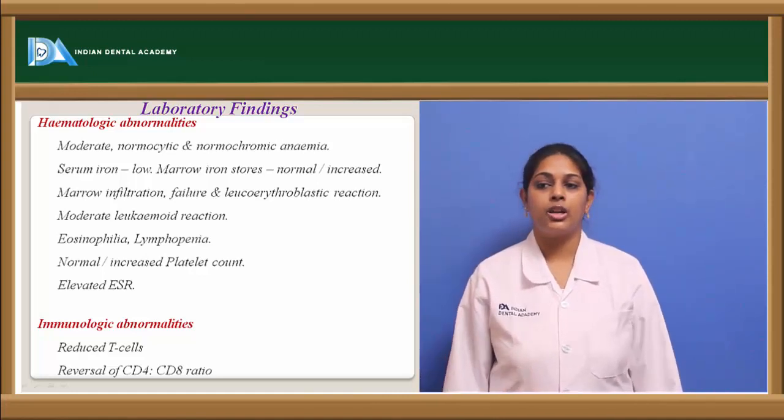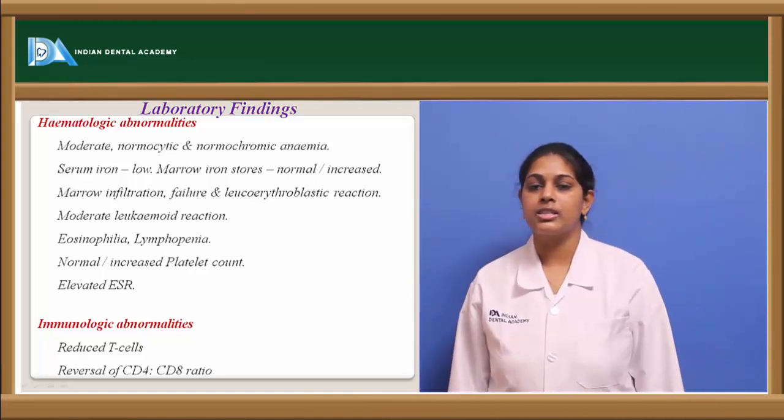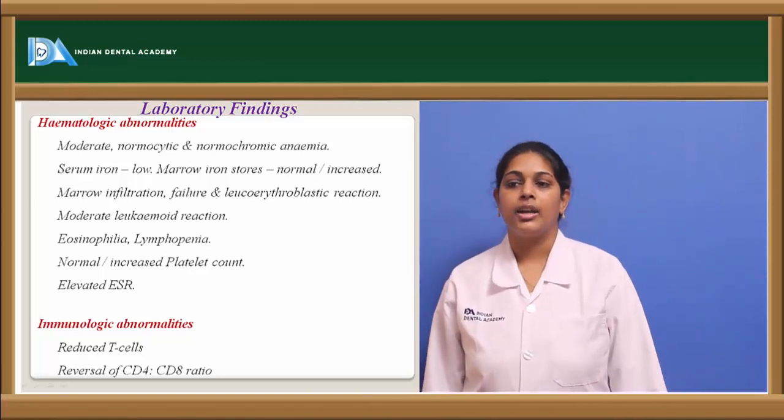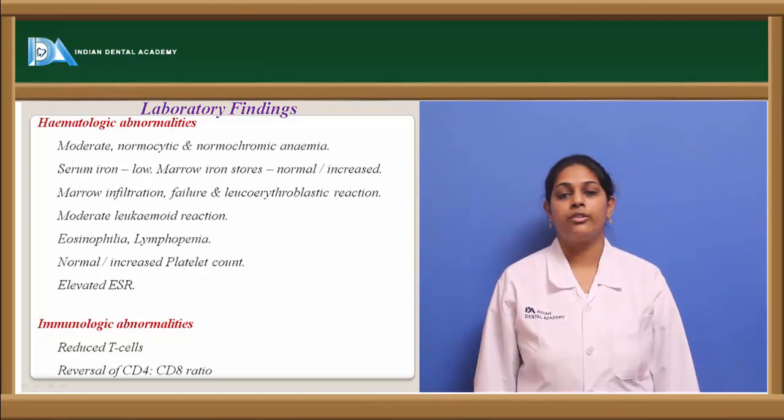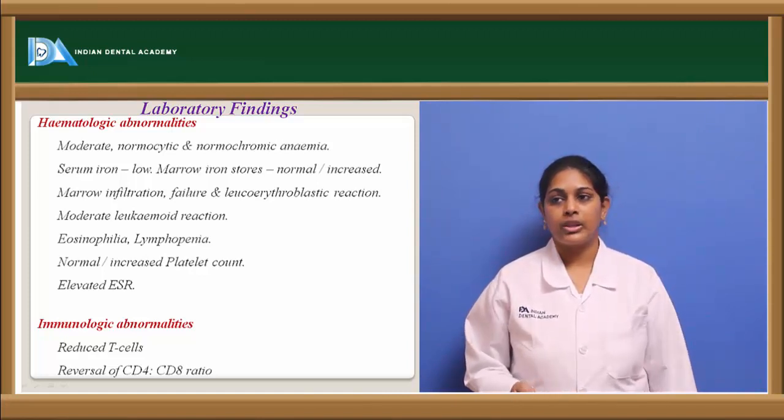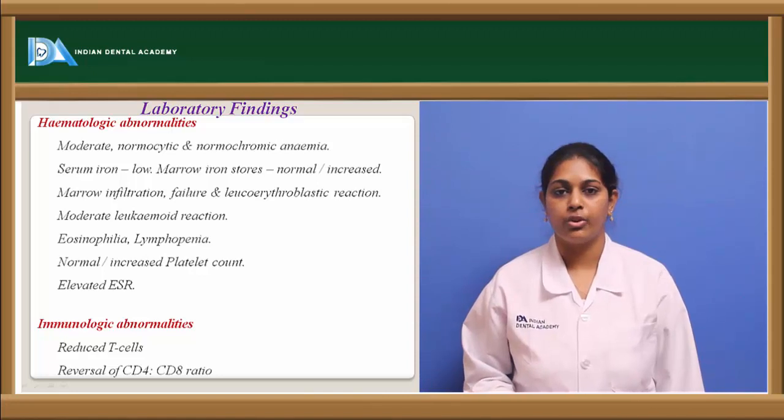Coming to the immunological abnormalities, we see that there are reduced T cells in the case of the lymphocyte depletion type, and there's also alteration in the CD4 to CD8 ratio. So these are the laboratory findings of Hodgkin's lymphoma.